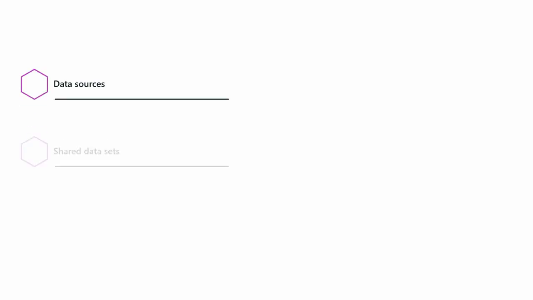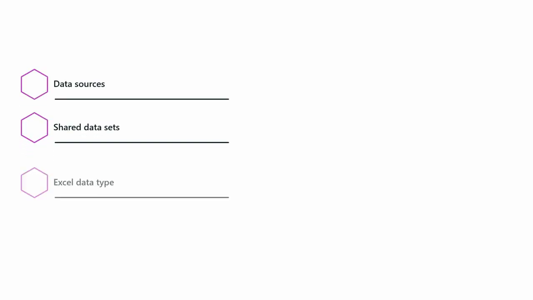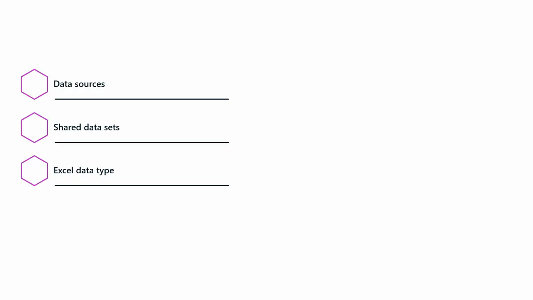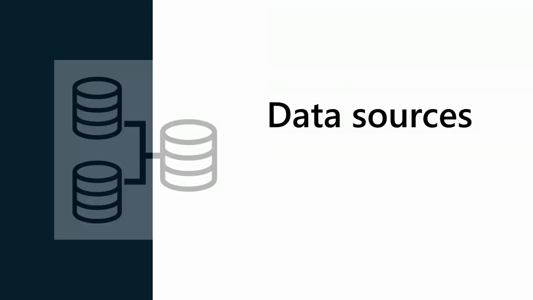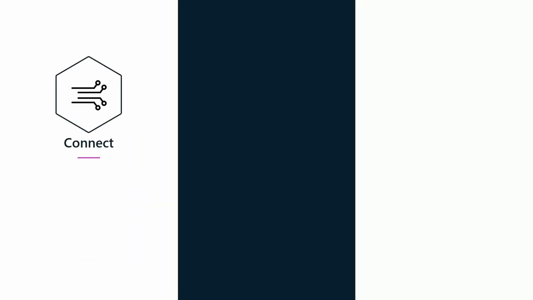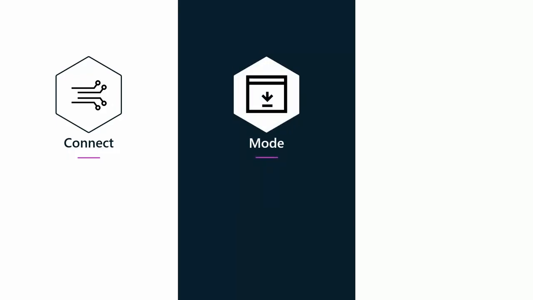In the first week, you learned about data sources, local and shared data sets, working with Excel data types, storage modes, triggers, and actions. You primarily focused on data sources. In the process, you covered the skills to connect data sources, choose the correct query modes, either import or direct, and setting up triggers and actions to stay updated with the frequently changing data.